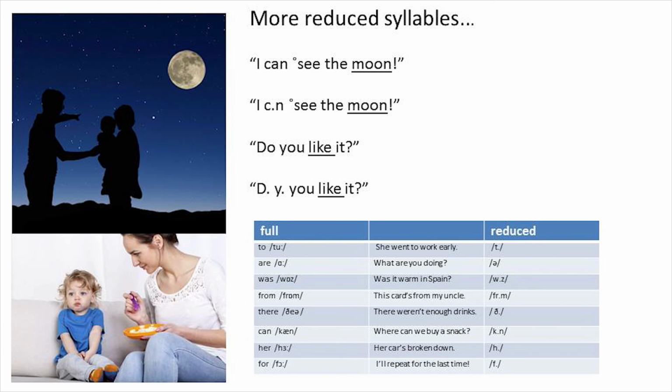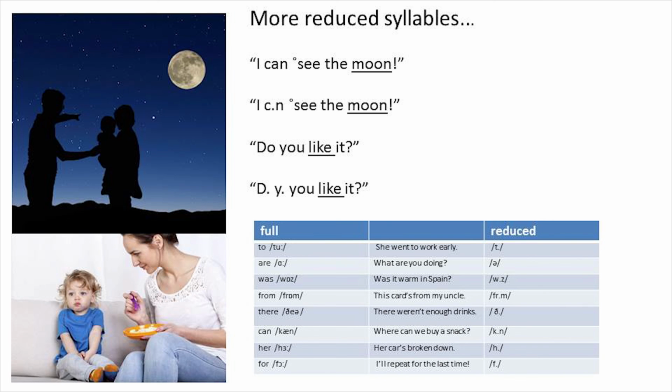There. There weren't enough drinks. There becomes the. Can. Where can we buy a snack? Can becomes can. Her. Her car's broken down. Her becomes h. For. I'll repeat for the last time. For becomes f.